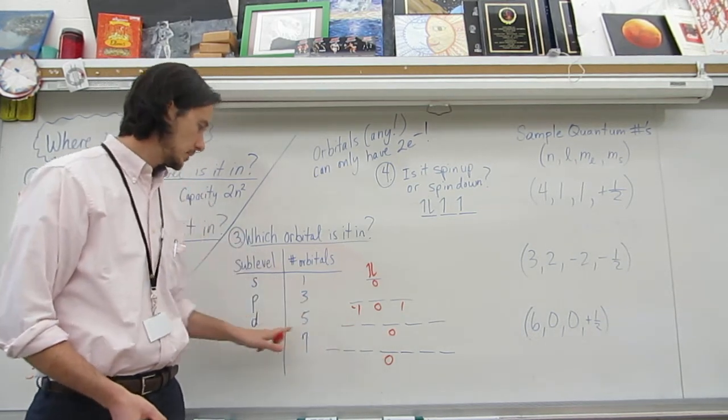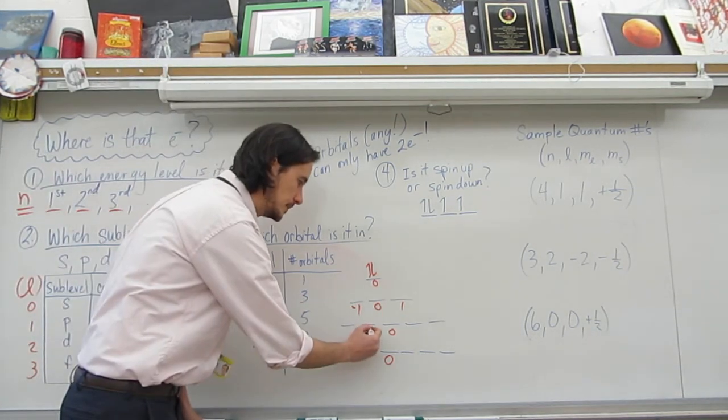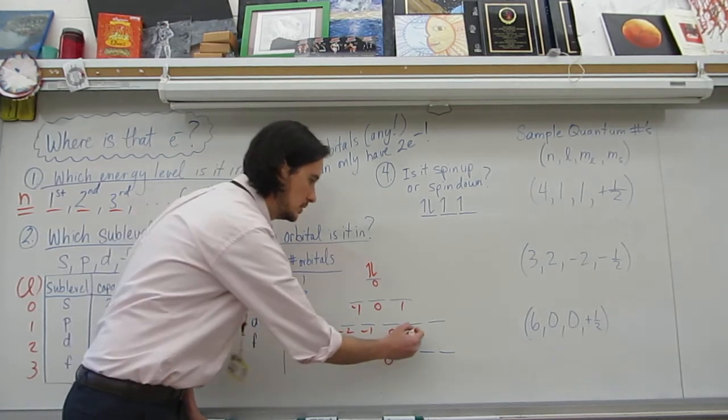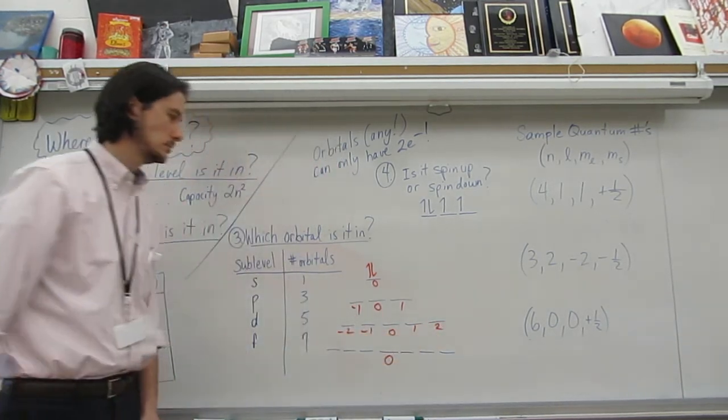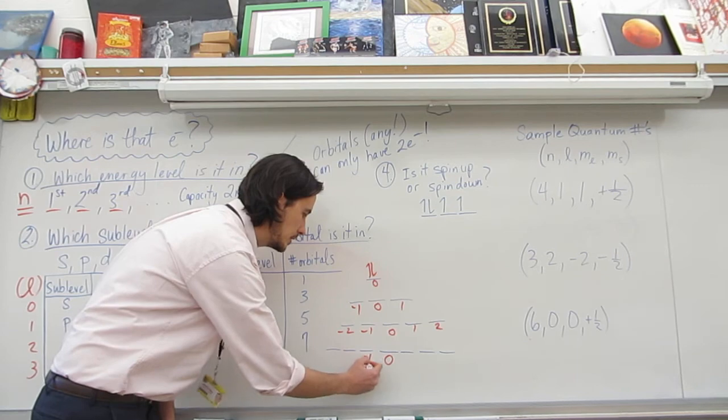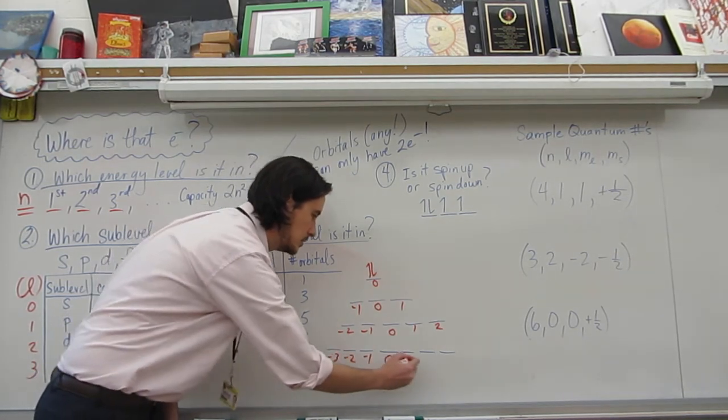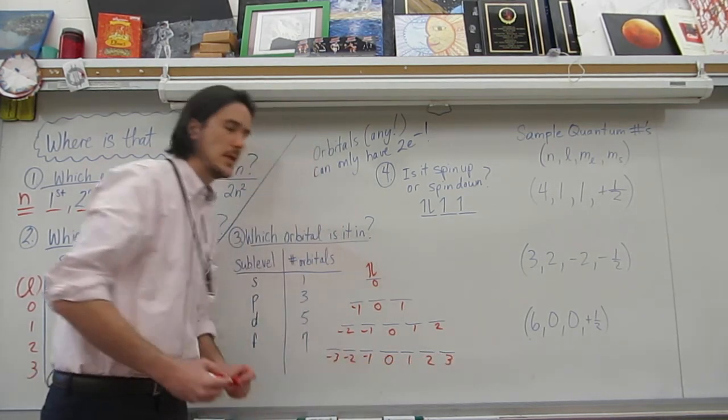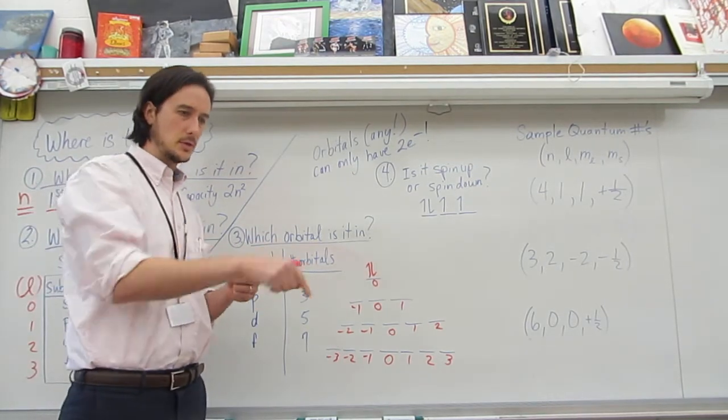So for D, we're going to do the same thing: -2, -1, 0, 1, 2. F, we do the same thing. Right, that way we can pretty quickly say, okay, I'm talking about that electron.